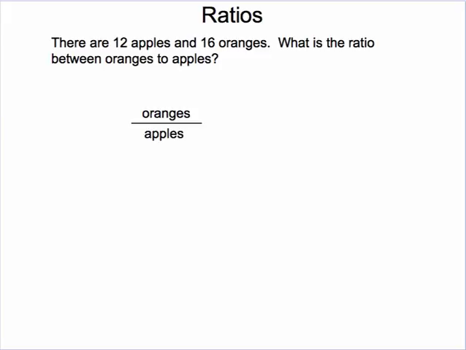I want you to look at this. In the sentence, it starts by telling us how many apples. But when they're asking for the ratio, they want oranges first. So we need to go back and be sure we put 16 oranges on the top and 12 apples on the bottom. And that reduces to 4 over 3. So we have 4 oranges to 3 apples.